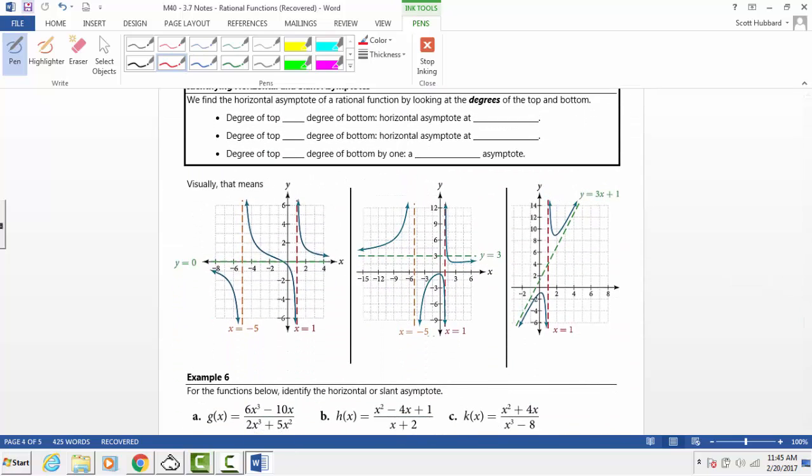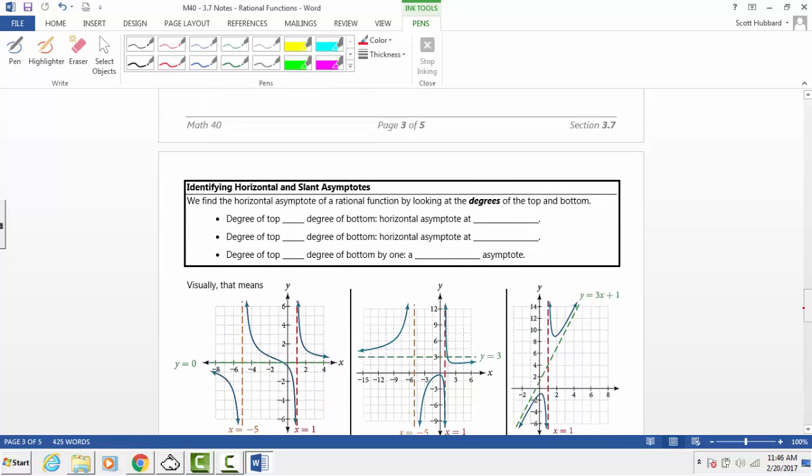Alright, so the last page we're on is a quick and dirty way to tell what type of asymptotes a rational function will have. Okay, and so this last little section is I just want to break down a quick and easy way to identify the end behaviors of rational functions.